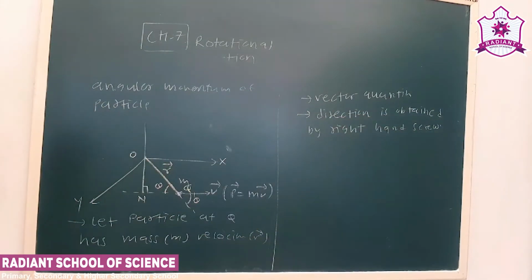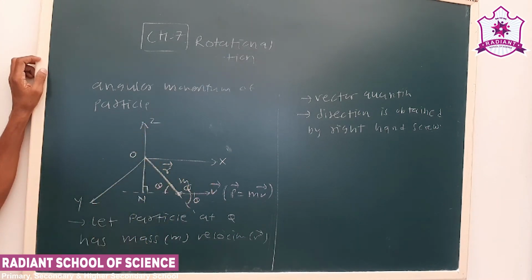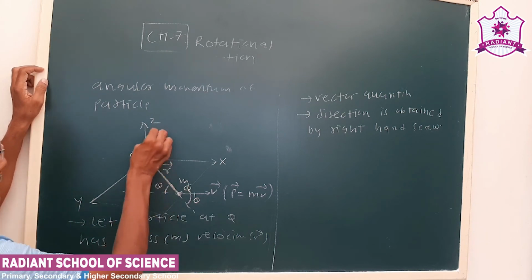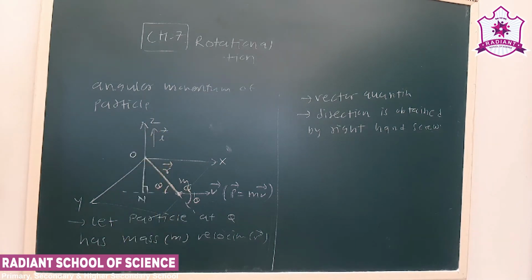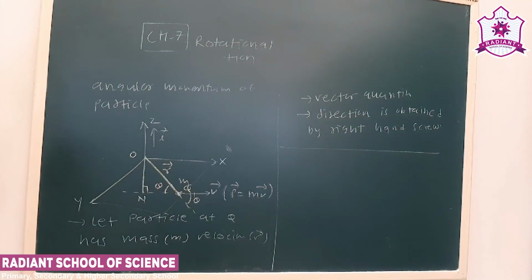Here we can see R and P are in the XY plane. So the direction of angular momentum will be perpendicular to the plane formed by R and P. So here it will be in the Z direction. So this is about the angular momentum. Torque is the moment of the force about the origin. Angular momentum is the moment of the linear momentum about the origin.